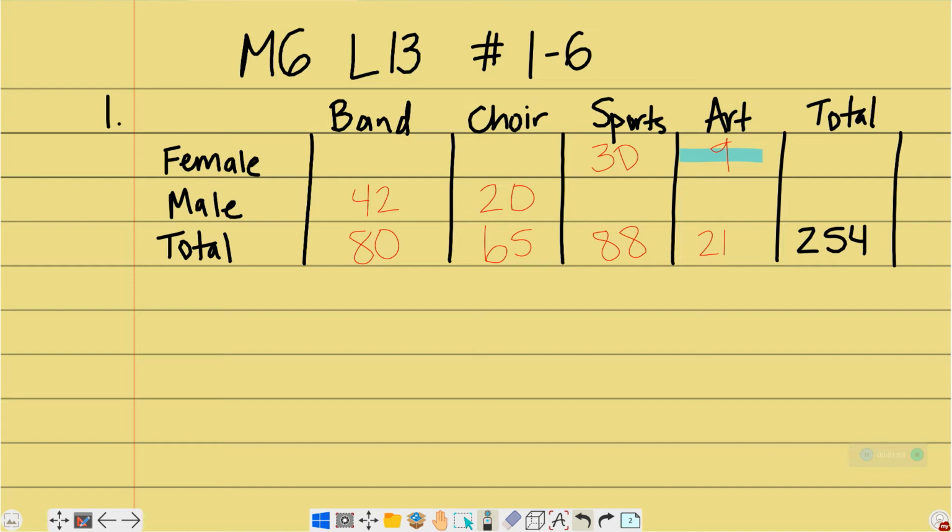So if 9 are female, how many do I have to add to get to 21? 9 plus 12 makes 21. If I have 30 and my total is 88, I need to add 58 to get to 88. If my total is 65 and one of the parts is 20, the other part has to be 45. The total is 80. One of the parts is 42. So the other piece must be 38.